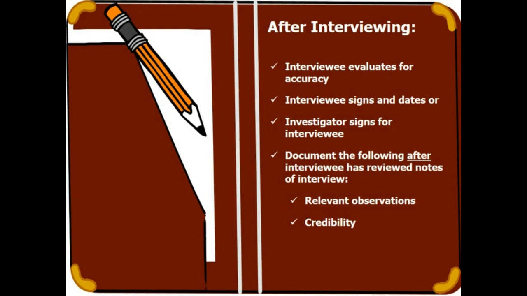Now, on another sheet of paper, what you will do is you will document any of the observations that you made and whether or not each interviewee is credible and why. But you will not allow the interviewee to see that information. So that goes on a separate sheet of paper yet.